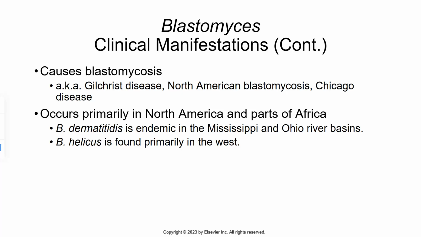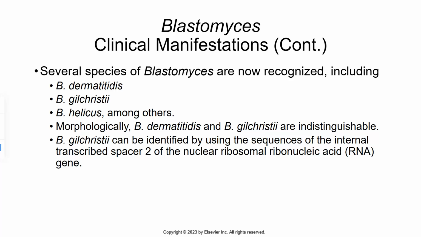The disease is blastomycosis, also known as Gilchrist disease in North America, and Chicago disease. It occurs primarily in North America and parts of Africa. B. dermatitidis is endemic in the Mississippi and Ohio River basins. B. helicus is primarily in the West. Several species are now recognized.